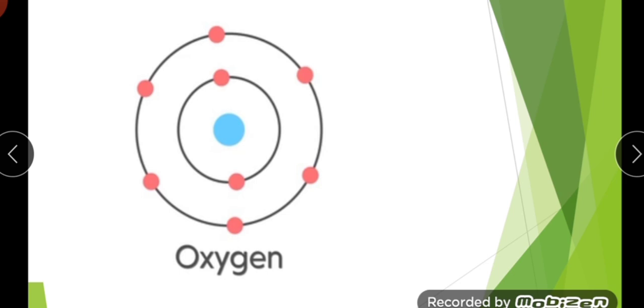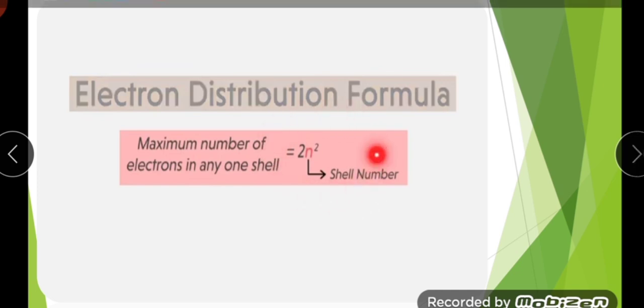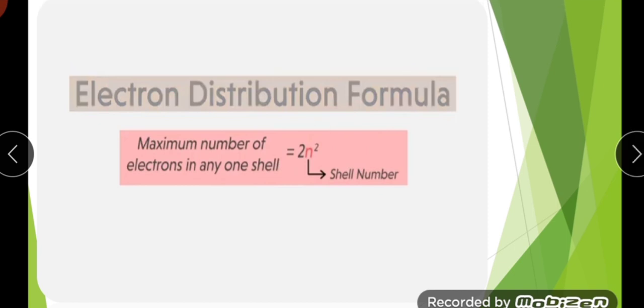There are specific rules to allocate the electrons in the shells. Let's understand this rule. The rule for distribution of electrons is using a formula. The formula is 2n², that is, 2 into n raised to the power 2. Here, n denotes the shell number.